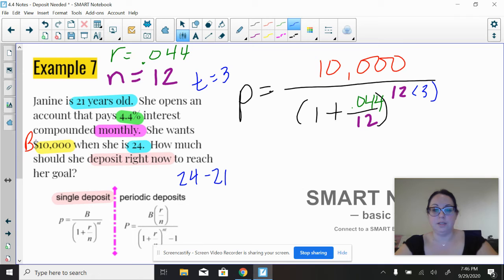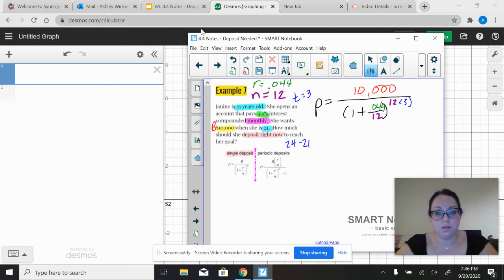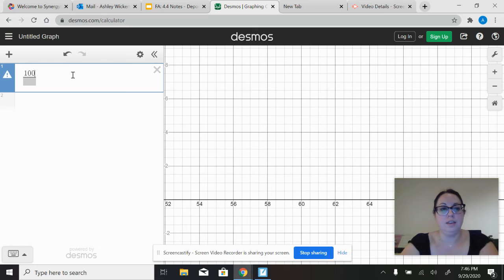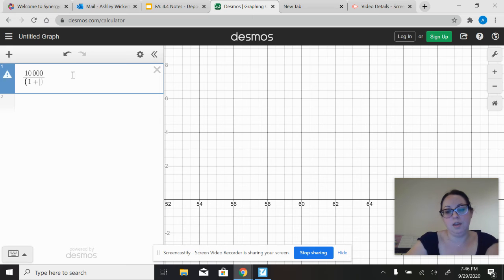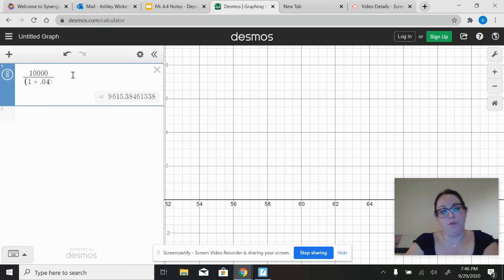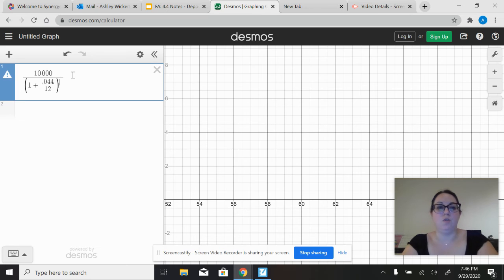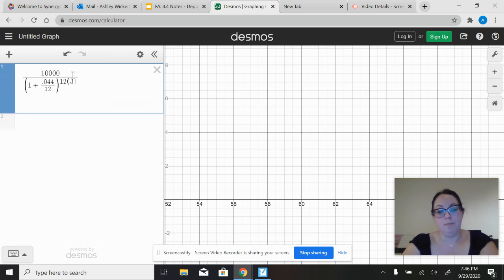Okay, so I'm going to plug this into Desmos. And I'm going to start off with the fraction, $10,000 in the top. And in the denominator, I'm going to have the parentheses 1 plus my rate, 0.044, divided by my monthly value of 12. Arrow over to close that off. And we're going to raise that whole parenthesis to the power of NT. So my N value is 12. My T value is 3.